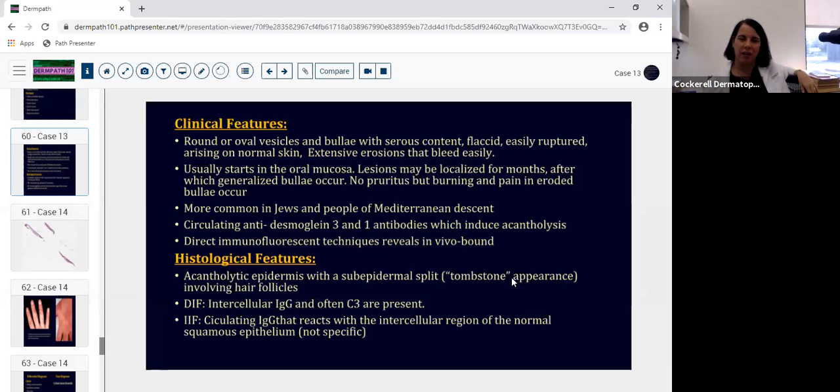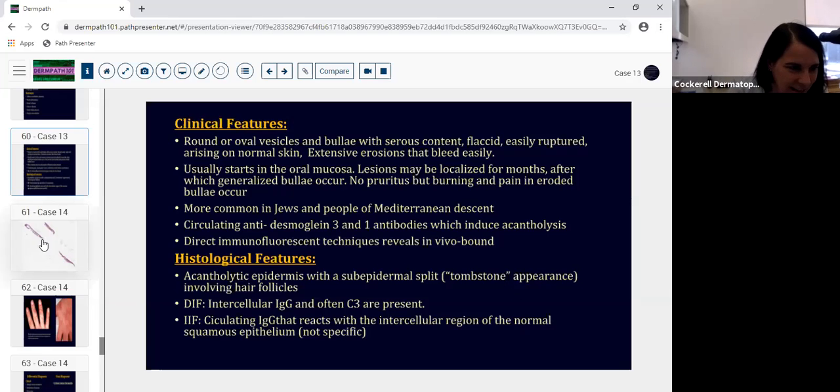Circulating anti-desmoglein 3 and 1 antibodies, which induce acantholysis. With the direct immunofluorescence technique, we can also use indirect immunofluorescence and take the patient's serum. I don't think we do that here anymore at this lab, but we used to, but I'll check on that. Acantholytic epidermis is the histologic feature with suprabasal split, the so-called tombstone and villi, and it does involve the hair follicles. And then the intercellular IgG and often C3, don't forget about C3, can be positive in the fishnet or lacy pattern. And then the indirect immunofluorescence, the circulating IgG that reacts with monkey esophagus or something. We actually buy the substrate and then we put the serum on it, and then we can look at that under the immunofluorescence scope.